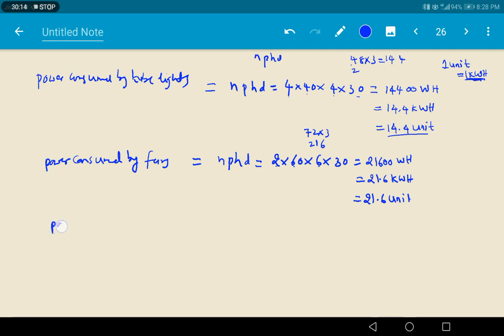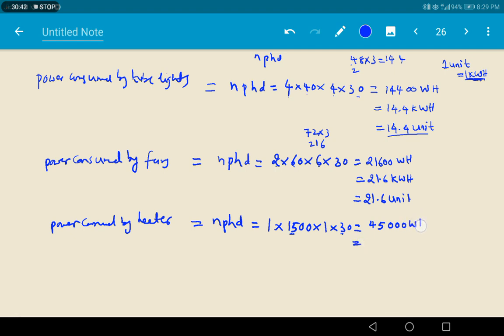Next, power consumed by heater, NPHD. How many heaters are there? One heater. What is the wattage? 1500. How many hours? 1 hour. How many days? 30 days. So 15 threes are 45, 45,000 watt hours. 45 kilowatt hour and 45 units.